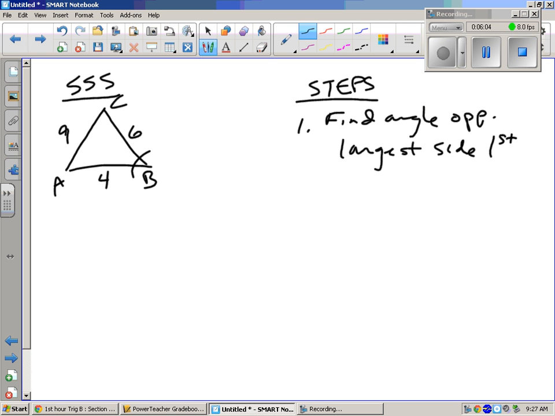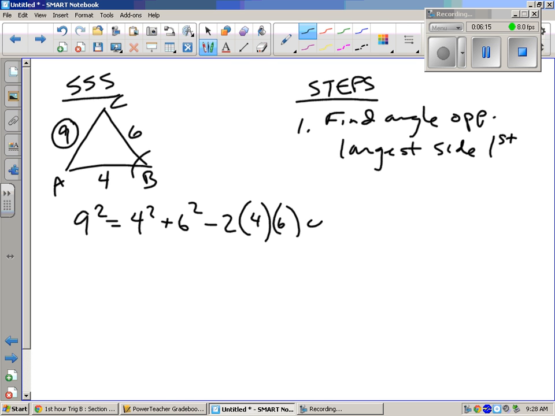So that means I have to use side B first. So 9 squared equals 4 squared plus 6 squared minus 2 times 4 times 6 cosine of B. So B, capital B, is the one we're trying to find. All right, so 81 equals 16 plus 36 minus 48 cosine B.